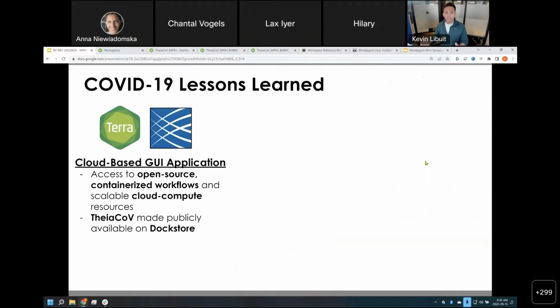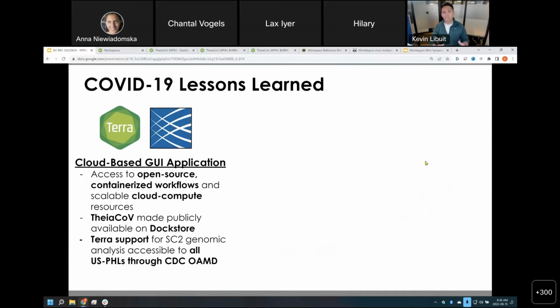And so once we made that available on DocStore, this also coincided with a collaborative effort that we had with the CDC's Office of Advanced Molecular Detection and the Broad Institute, where the CDC supported the use of the Terra platform for all of the U.S. public health laboratories for SARS-CoV-2 research.